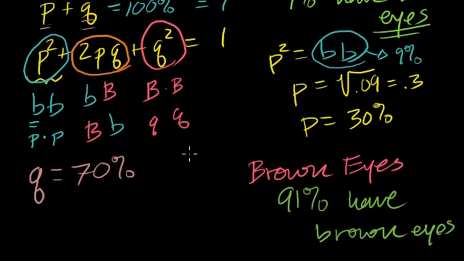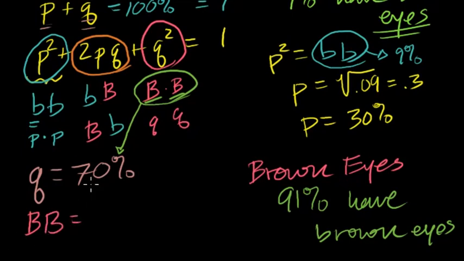Now, we just said 9% have blue eyes, 91% have brown eyes. What percentage of the population are going to be homozygous for brown eyes? So they need to have the capital B from both parents. Well, we know that the frequency of the capital B allele is 70%. So what percent are going to be homozygous dominant? Well, the frequency is going to be Q squared. They're going to have to get an uppercase B from each parent. So that's going to be 0.7 squared, which is equal to 0.49 or 49%.